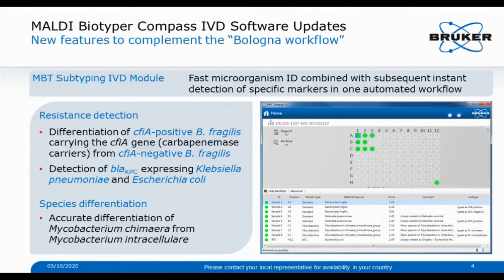As a third, we introduced the first species differentiation which cannot be achieved in a simple way. In this case, the differentiation between Mycobacterium chimaera and Mycobacterium intracellulare. An important differentiation, as in recent years, Mycobacterium chimaera has been detected from heater-cooler systems infecting people.